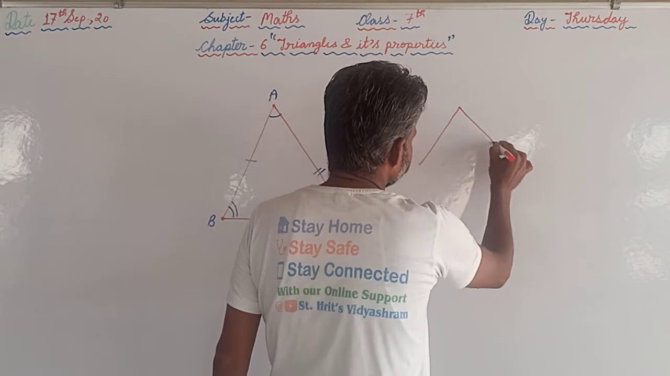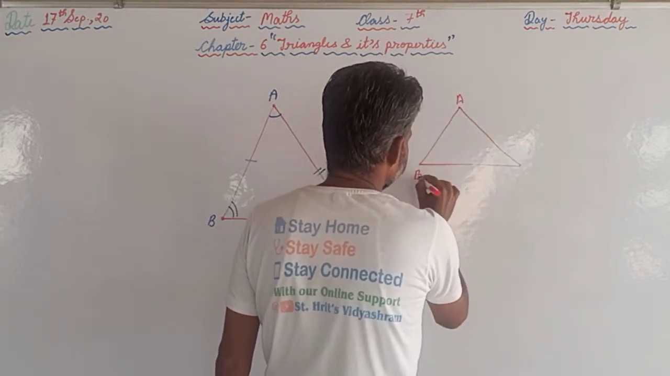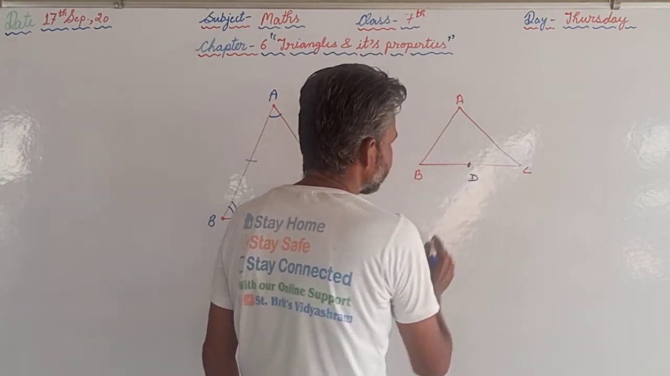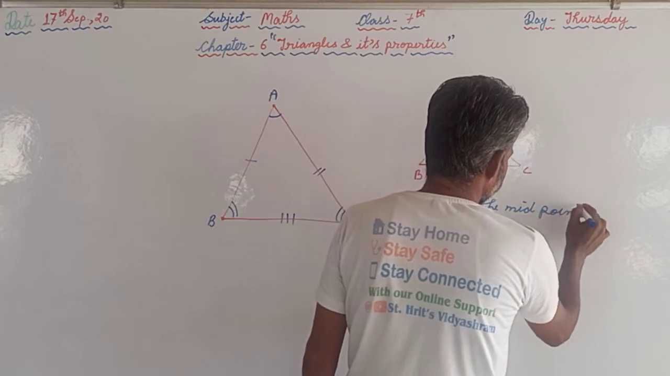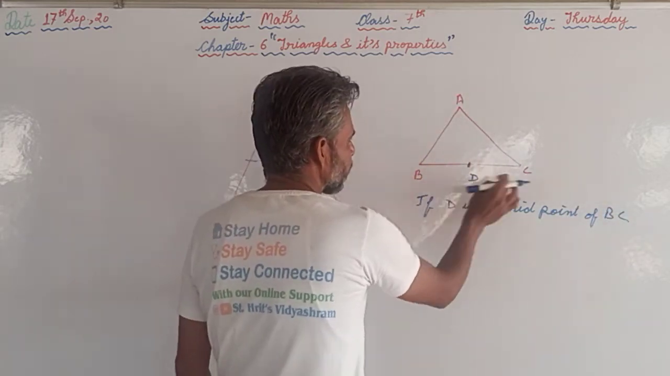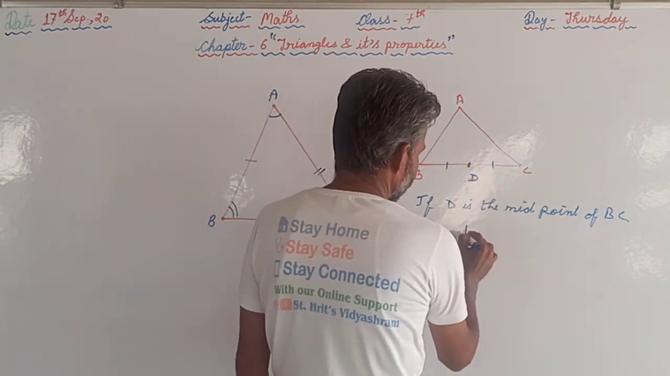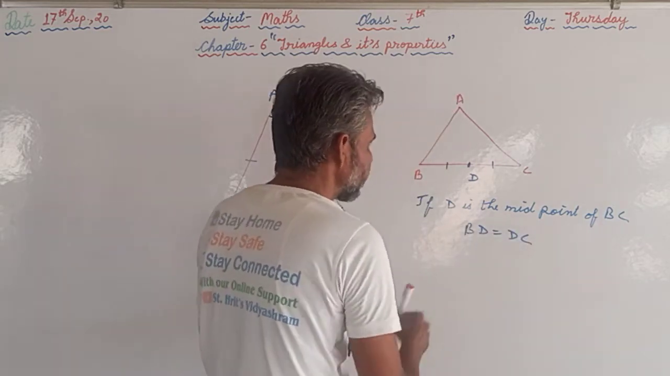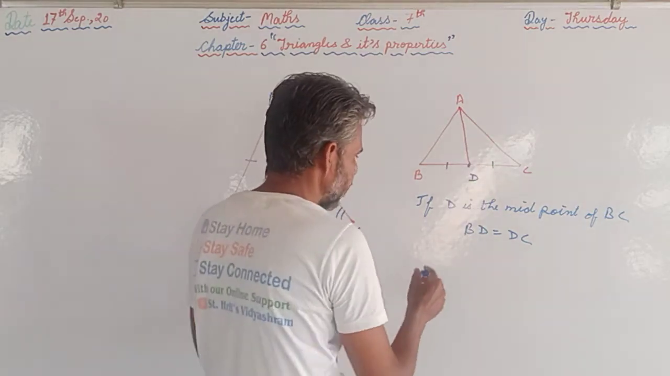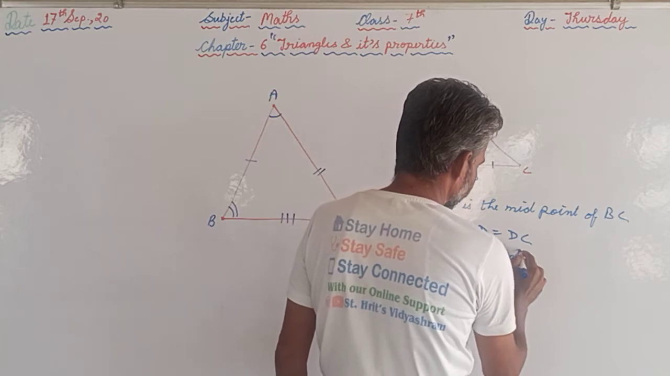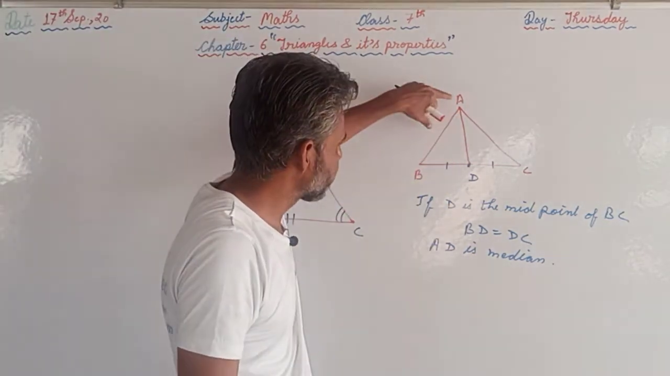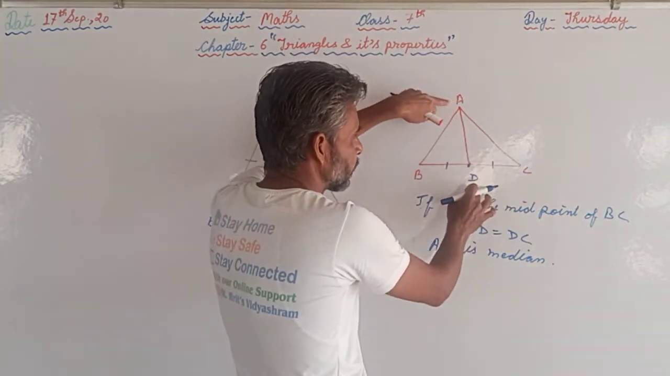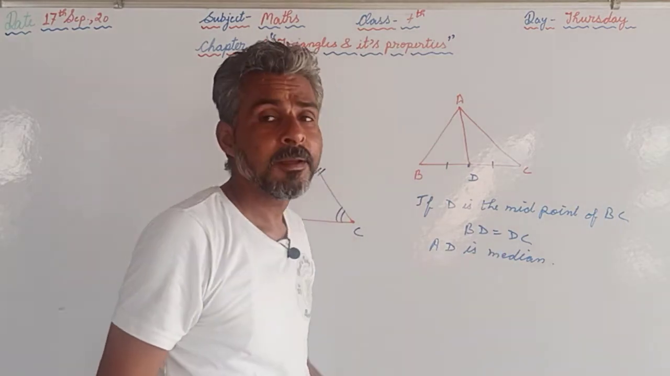Now after that, if any triangle is there with vertices A, B, C, and D is the midpoint of BC, means BD is equal to DC, then the line joining A and D is called a median. So AD is the median. The median is the line joining the vertex to the midpoint of the opposite side of the triangle. Vertex is A and the midpoint of the other side BC is D. The line joining A to D, that is AD, will be the median.